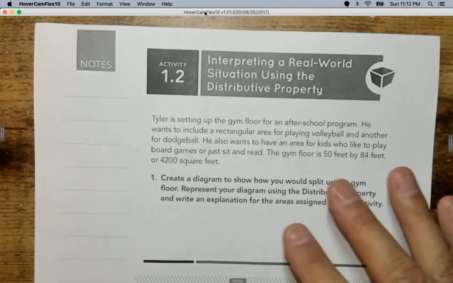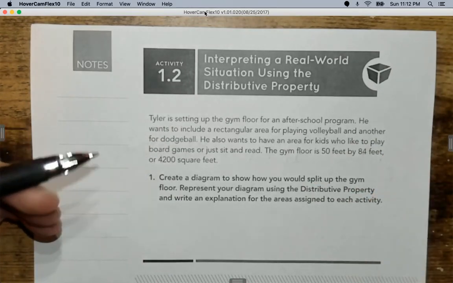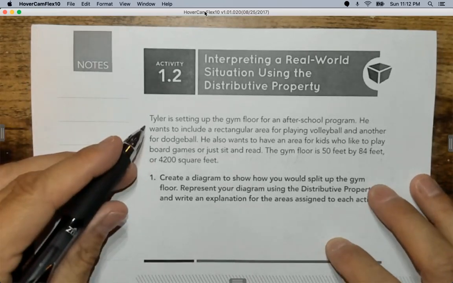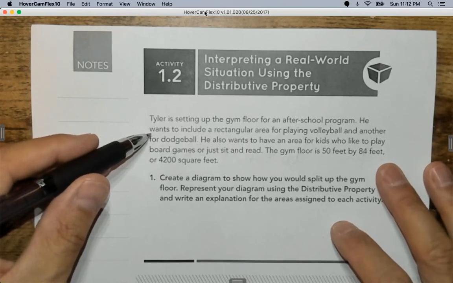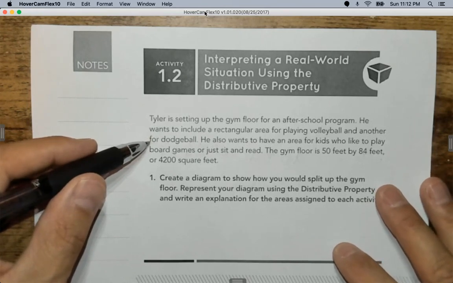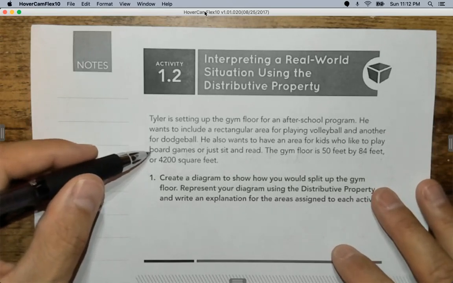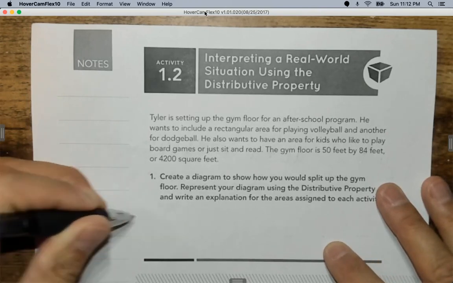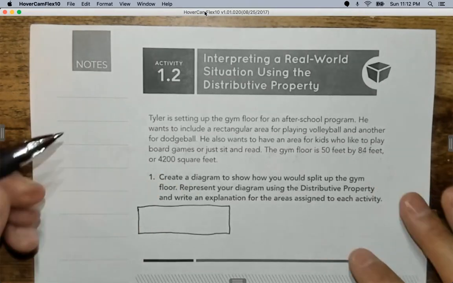Activity 1.2. Interpreting a real-world situation using the distributive property. Tyler is setting up the gym floor for an after-school program. He wants to include a rectangular area for playing volleyball and another for dodgeball. He also wants to have an area for kids who like to play board games or just sit and read. So the gym floor would be like this, and he says, I like to draw pictures as I go to help me out.